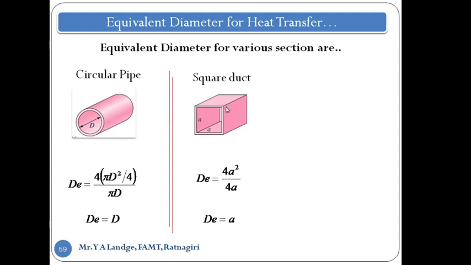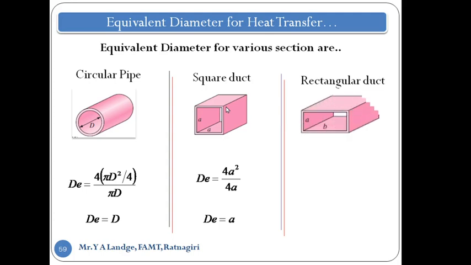Now is it the same for the rectangular one? Is D equivalent equal to A, or the side of the rectangle? Let's see what exactly the value of it. Now we will take a rectangular duct. In this case, the side is A and the width is B, and the fluid is flowing through this rectangular duct. The formula we have is 4 times the cross-sectional area upon the wetted perimeter.